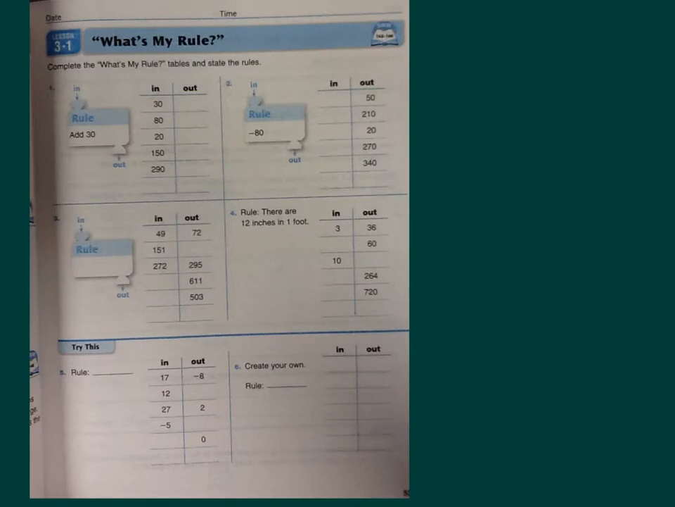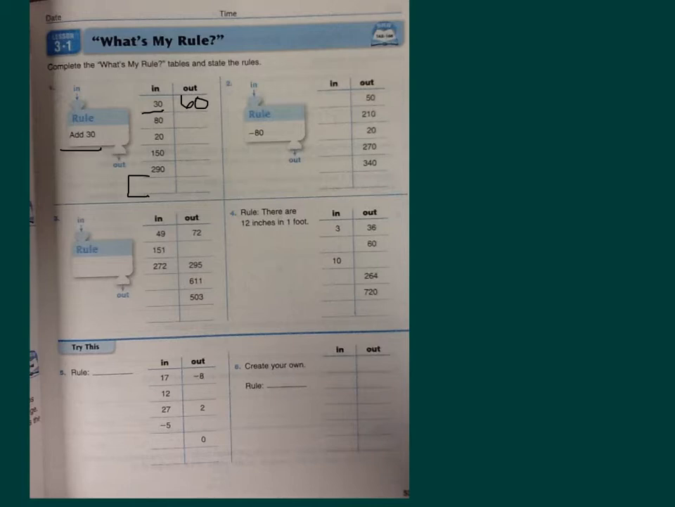You're going to be doing problems just like this in your math journal. So right now, open up to lesson 3.1, What's My Rule? This is on page 53. We're going to do 2 of these together. Number 1 says our rule is add 30. So if we start with 30 and we add 30, what's our answer? Good. Turn and talk with your partner to solve the next 4. This blank one means that you need to make up your own.